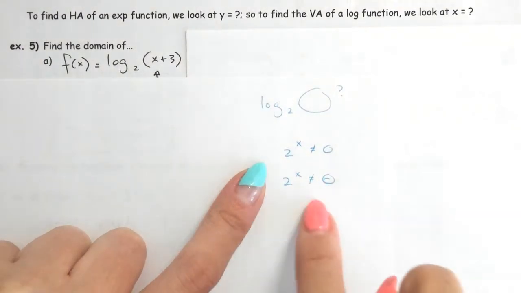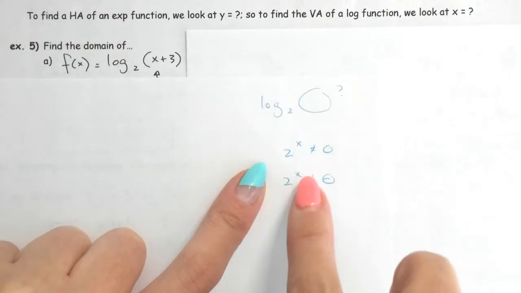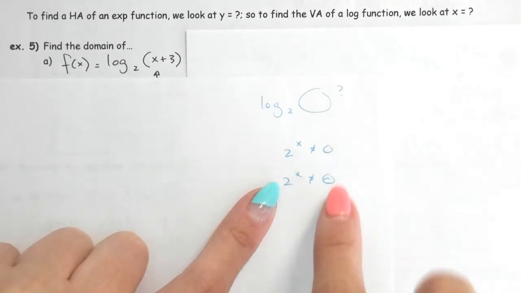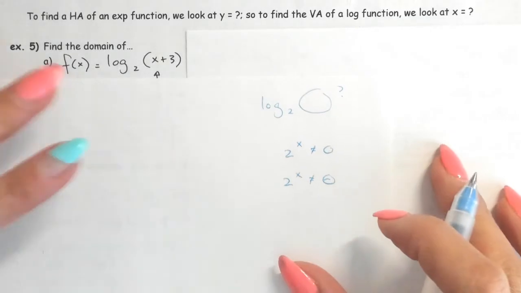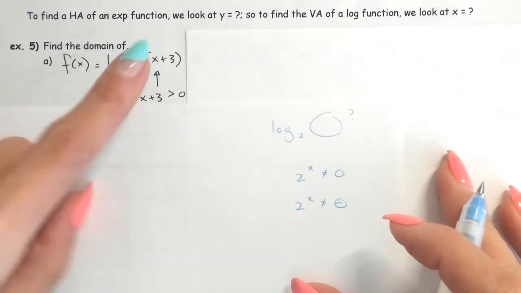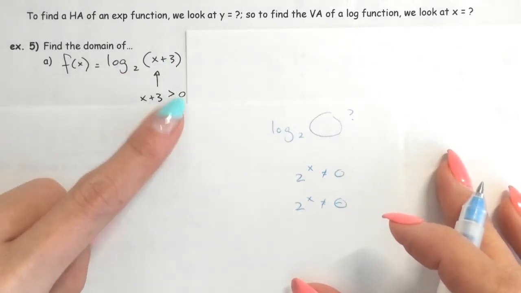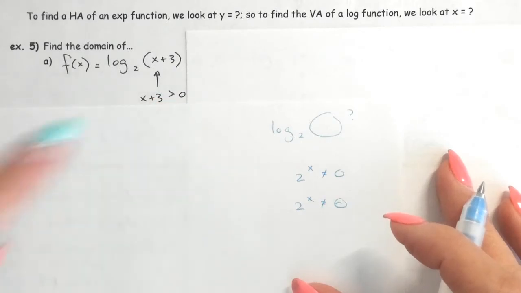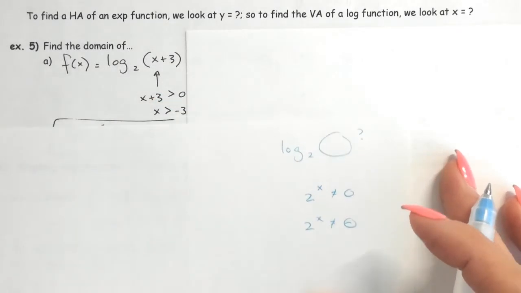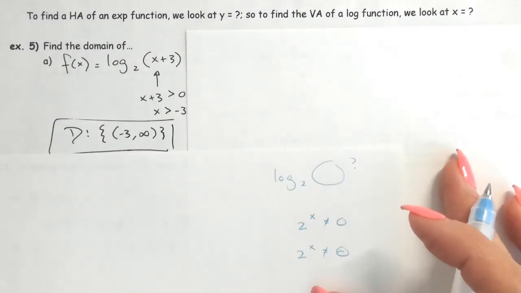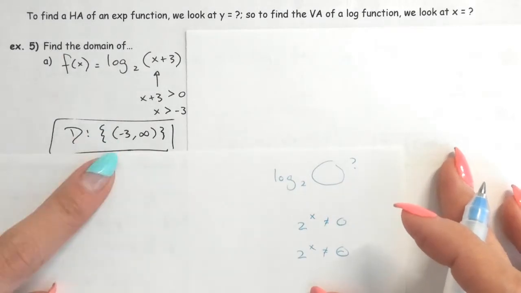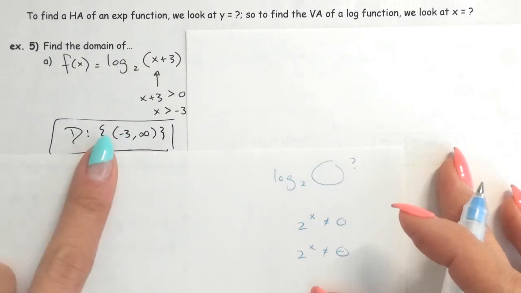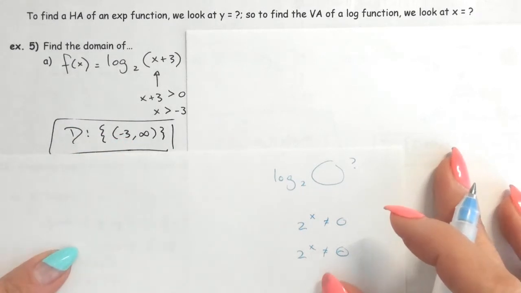So any negative number won't happen either. No matter what you take the power of, put it in your calculator: 2 to any power, you're never going to get a negative. So that's why here I wrote that this has to be positive, not greater or equal to 0, but actually greater than 0. So then you solve for x, and then you have your domain. And when you graph it, you'll see that this is true. This is your vertical asymptote, x equals -3, and then everything will go to the right of that graph.